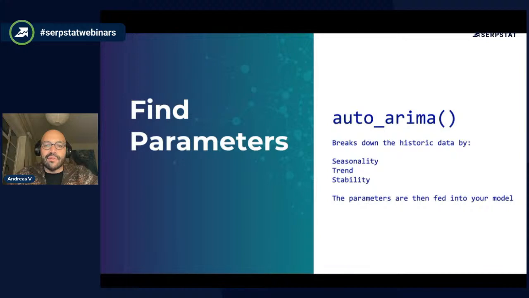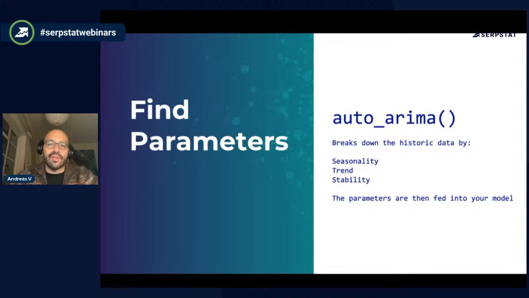If you're using SARIMAX, you want to find the parameters, and they've got a handy function called auto ARIMA. And remember what I said about easy to interpret. Well, what I like about auto ARIMA is that it breaks down that time series into three components. That is seasonality, i.e., are there repetitive patterns in the historic data? There's the trend: is the long-term direction going up, going down, or going sideways? And then there's the stability: how predictable or noisy is the data?